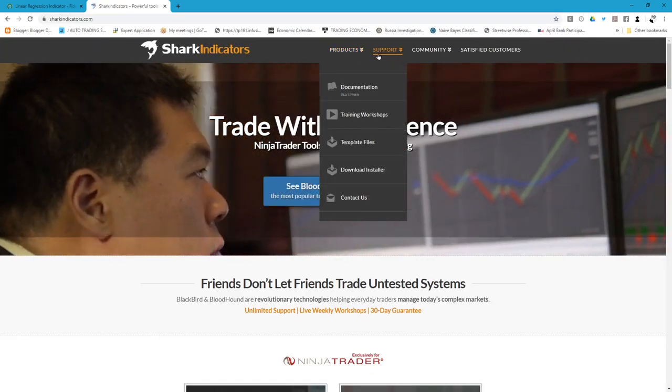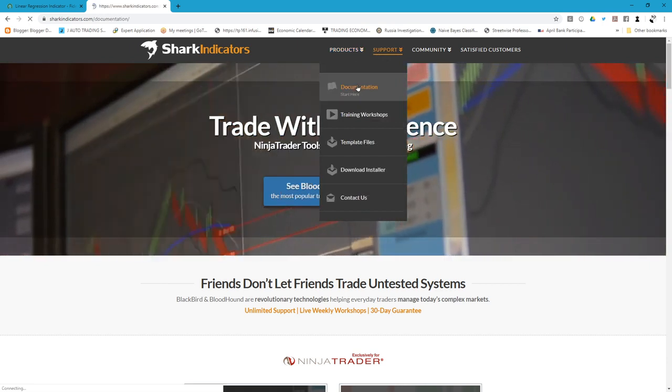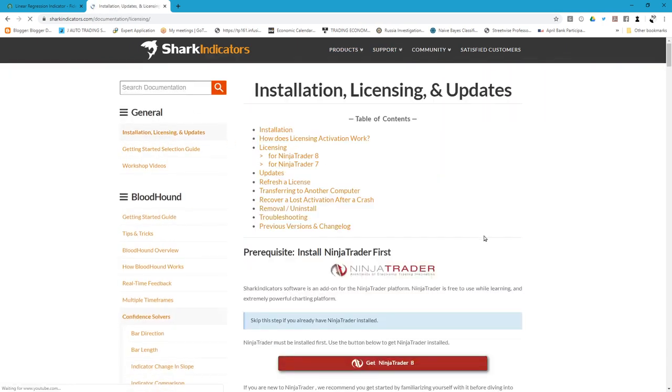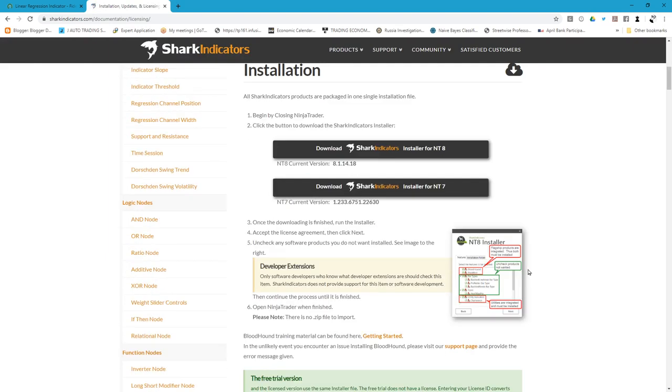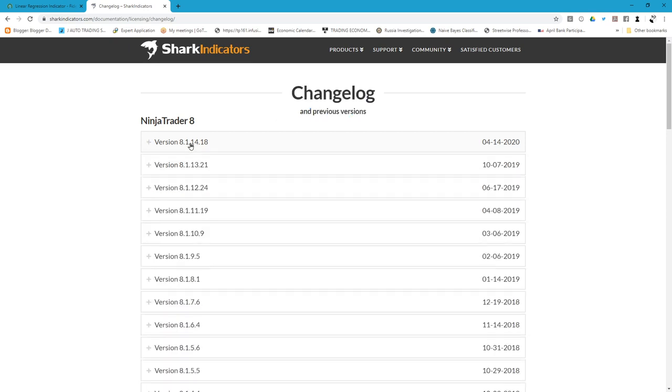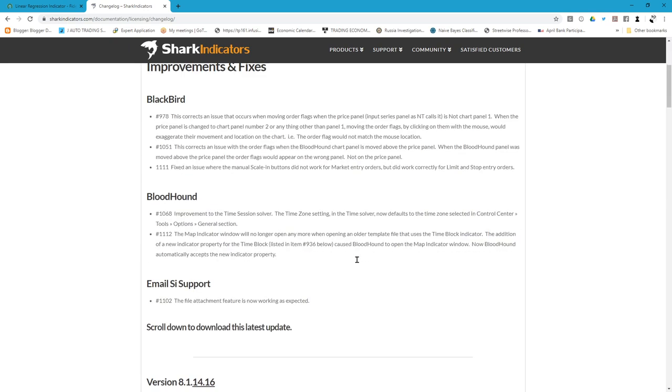Go to support, documentation, installation, licensing updates. You can scroll down to the installation and click download the latest version. It will show you the change log, and you can read about the different bug fixes and improvements.